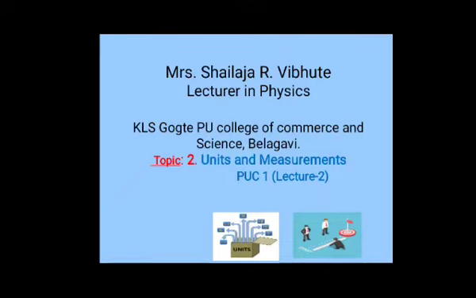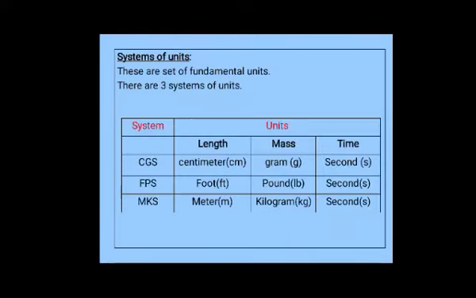The units of quantities like length, mass, time are fundamental quantities. Their units are fundamental units. To measure these three fundamental units, there are three systems of units. Those are CGS system, FPS and MKS. In CGS system, length is measured in terms of centimeter, mass is measured in terms of gram, and second is unit of time.